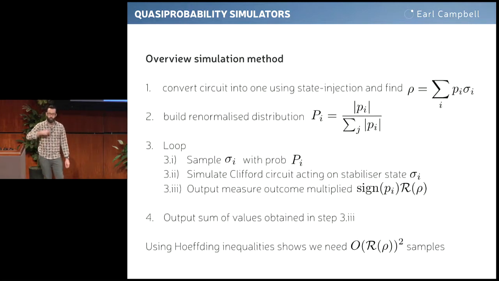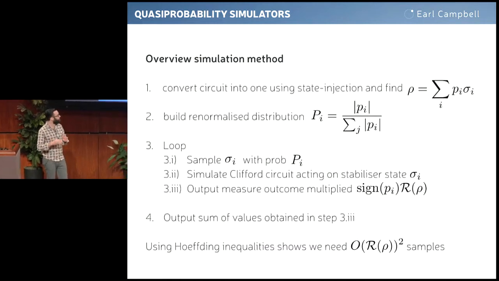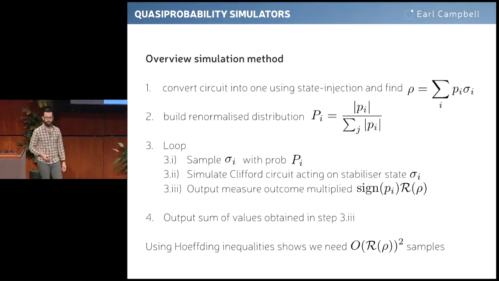And then we're going to loop through a procedure that takes many, many samples. So in each iteration of the loop, we choose one sample, sigma i, some stabilizer state with a probability p_i. And then we simulate our Clifford circuit acting on this state. And at the end of the circuit, we imagine that there's some measurement that we make. So we take the outcome of this measurement, which will have value plus 1 or minus 1, and we output it, but before we output it, we multiply it by some extra prefactor. And the extra prefactor is going to be the robustness of the state, and then also the sign, whether it was a positive or a negative contribution to the state.